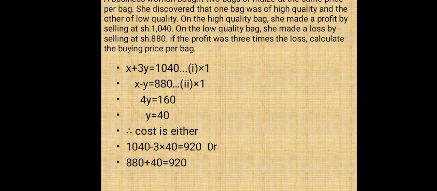What will be the value of Y? We divide by 4 on both sides so that we have the value of Y as 40. Now our Y is 40. Now to get the cost, you can use any of the two equations. Like X plus Y, where there is Y, you substitute the value of 40, and then finish the equation. You will find that the cost was 920.